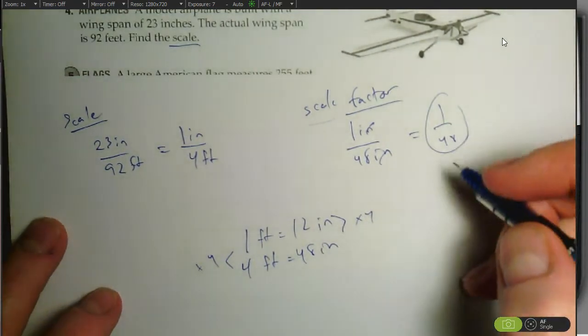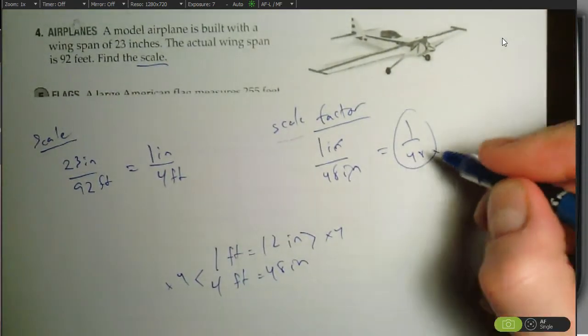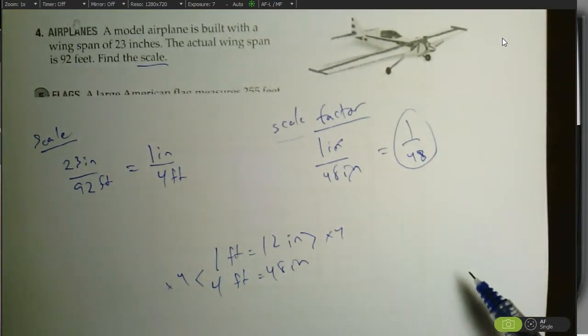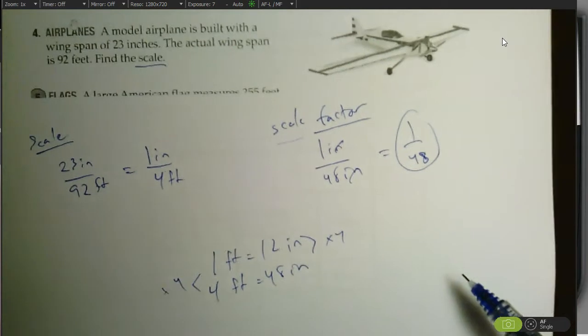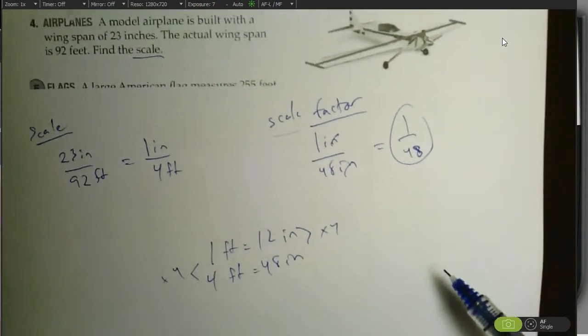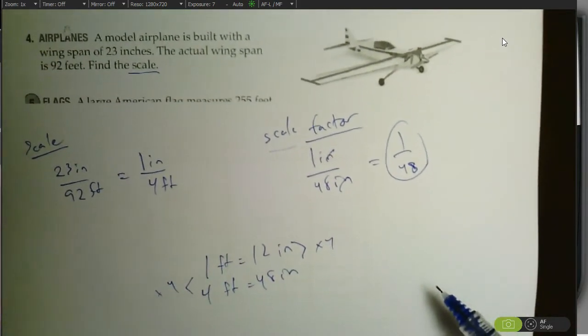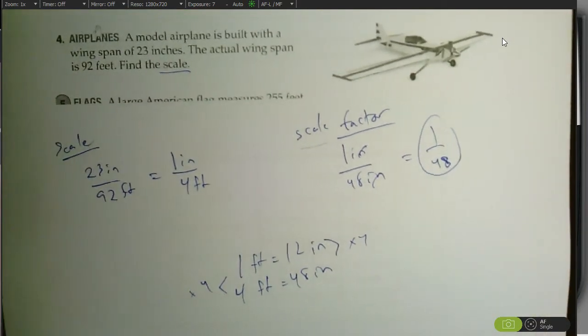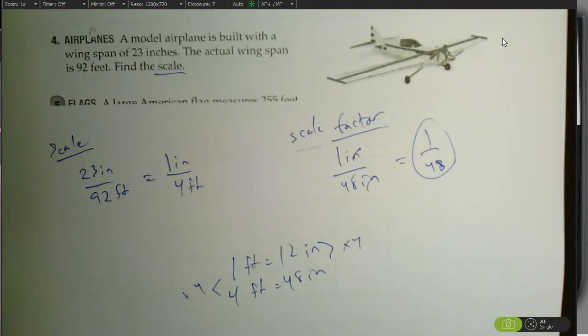If I reduce the units, it's 1 to 48. So what that actually means is the model plane is 1/48 in size, or the real plane is 48 times as big. And this is kind of out of focus a little bit today. I don't know why. But yeah, it's 48 times as big, or 1/48 the size.